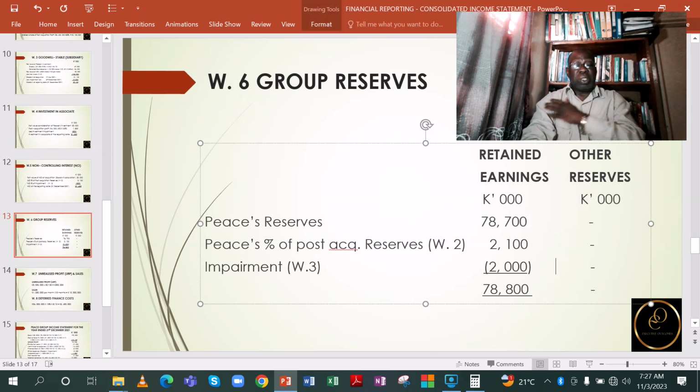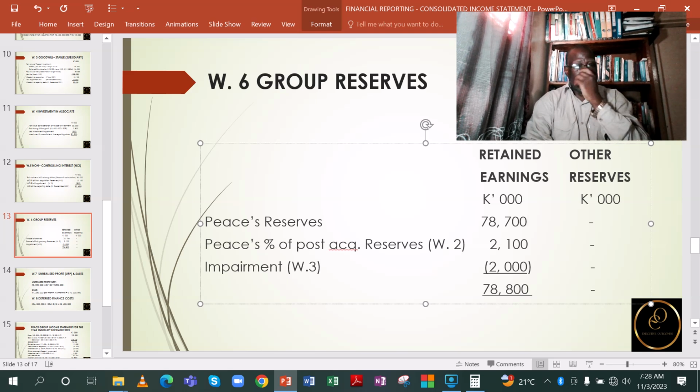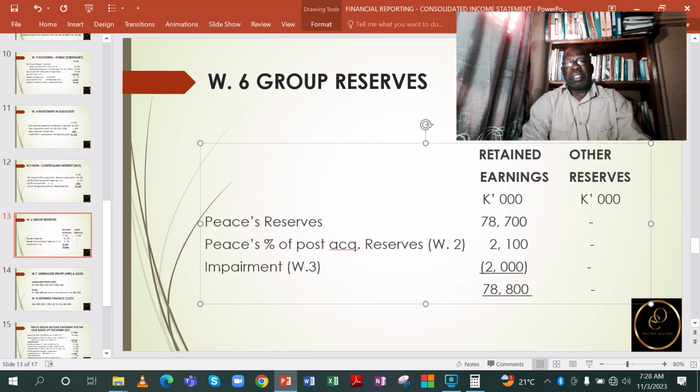That is from the parent company alone, but it also acquired some share from the Stable company, to the tune of 75% of the post-acquisition profit, which we calculated as 21. Then these earnings or reserves were reduced by an impairment to the tune of 2 million. Therefore, this reduces to 78,800,000 as group reserve. So for the group reserve, you don't consider the reserve for the subsidiary. You only look at the parent company.